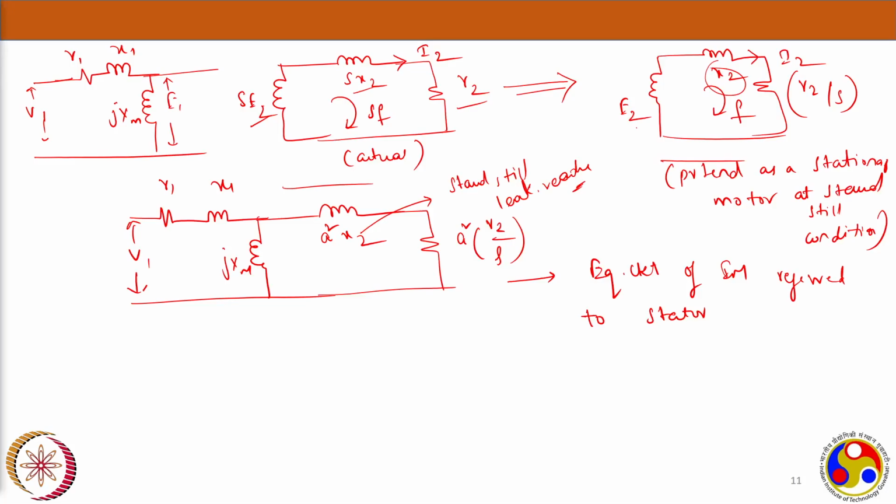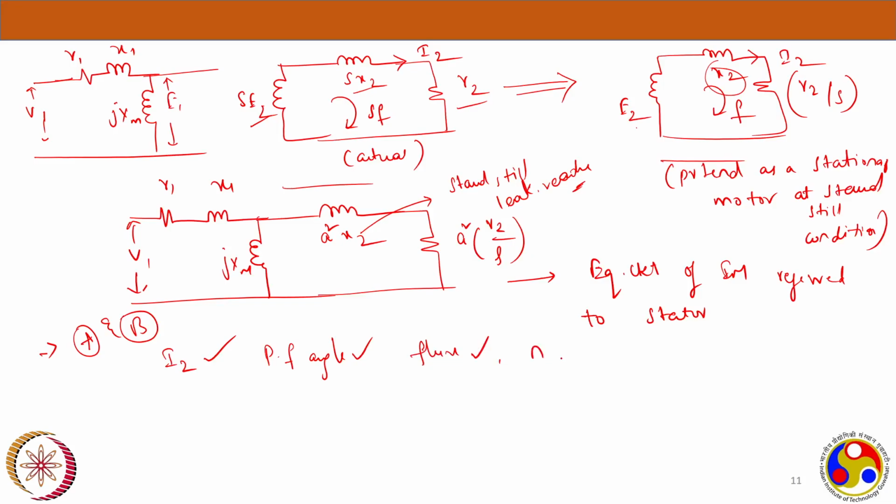Now one important concern which we are forgetting about the circuit: we have changed everything, so will that not change anything else? Everything remains same. Both the circuits are identical in every respect. For circuits A and B, I2 is same, my power factor angle is same, my flux is same, and rotor field speed is same.